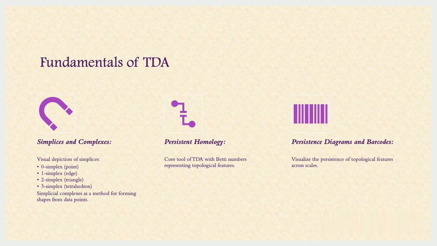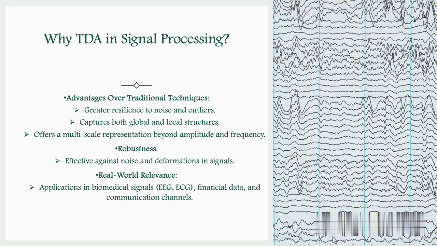Another fundamental concept is persistent homology, a core tool of TDA. Persistent homology tracks topological features like connected components, loops, and voids across different scales. We can visualize these features using persistence diagrams and barcodes, which show how long these features persist as we vary a parameter. It's like watching topological features appear and disappear as we zoom in and zoom out of the data.